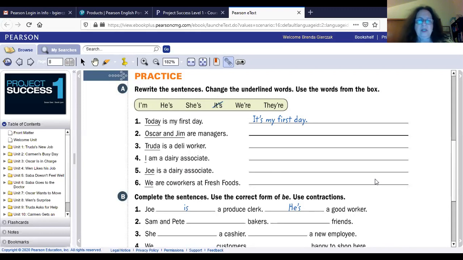Okay, so for number 6, there's only one word left, and that word is we're. So we know we're going to be using that word. And number 6 says, we are co-workers at Fresh Foods. Well, remember, we're going to come right up here and use the word we're, and then we're going to write we're co-workers at Fresh Foods. So I'll wait a second while you write that in.